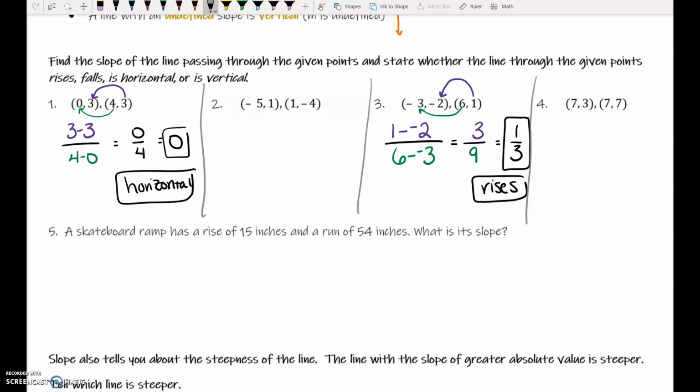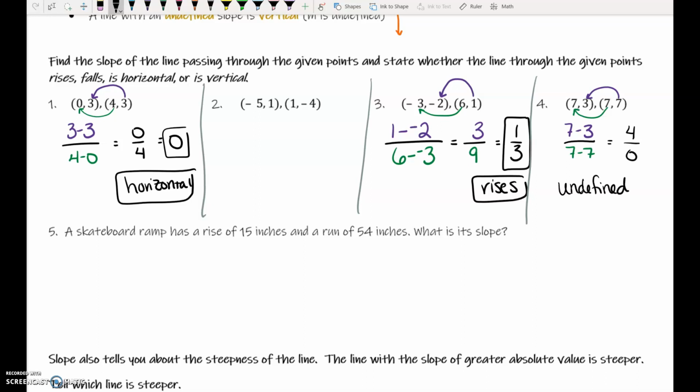Number 4, 7 minus 3 over 7 minus 7. We get 4 divided by 0. What is 4 divided by 0? You can't do it. It's undefined.